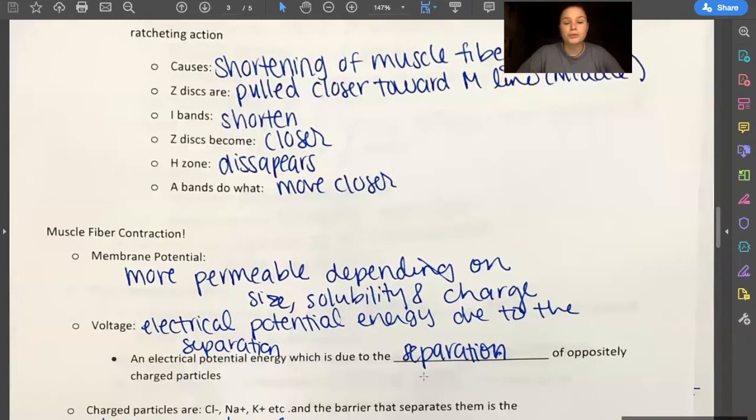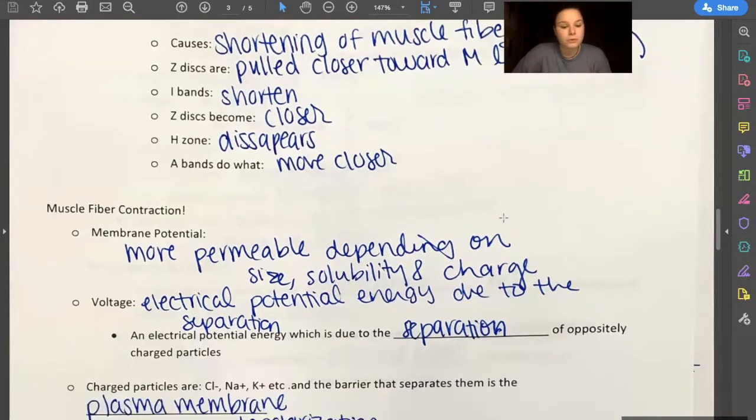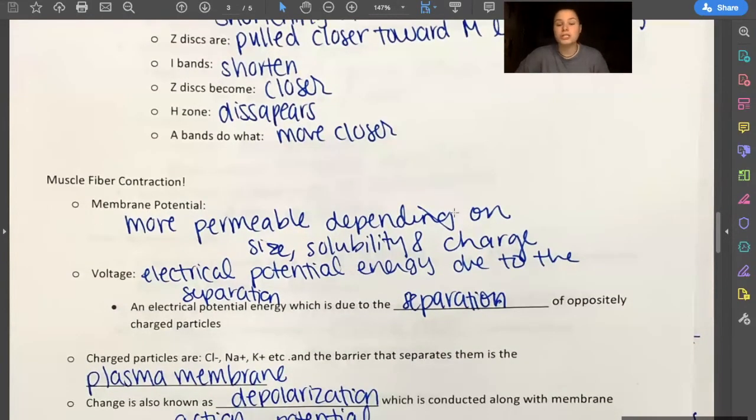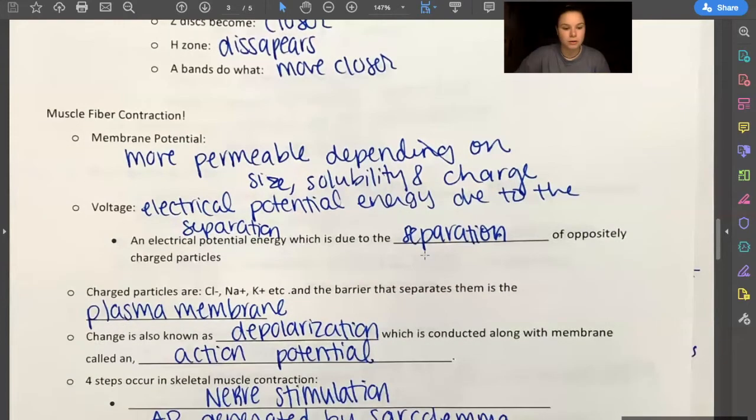Okay, so the charged particles are the chloride anion, the sodium cation, and the potassium cation: K plus, Na plus, and Cl minus. These are separated by barriers in the plasma membrane, and these are the things that will be transferred through the membrane or the sarcoplasm on the membrane potential. This change is also known as depolarization, which is conducted along the membrane and is called an action potential.